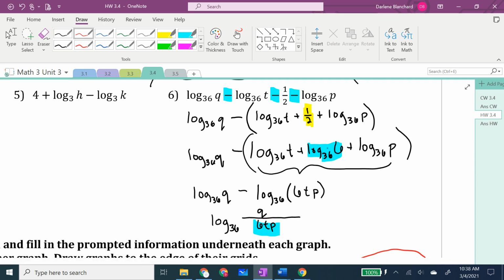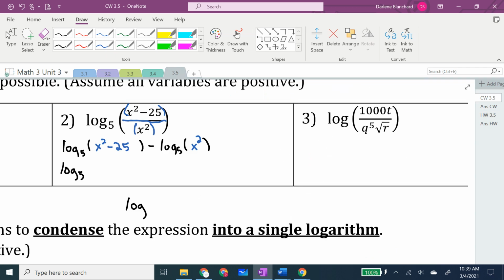So let me point out that that 1/2 changed into log base 36 of 6. But what you're seeing is the logarithm's input of all the logarithms that are subtracting became factors in the denominator. And that's a really good one to take a look at. Thank you. I'm sure a lot of people are appreciating going over that.